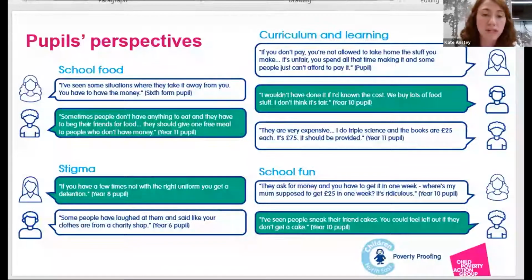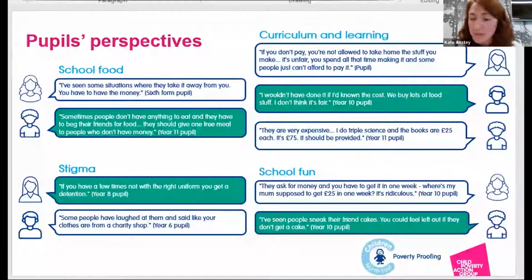So there's a really sad quote here that sometimes people don't have anything to eat and they have to beg their friends for food. They should give one free meal to people who don't have enough money. So they're just reflecting on that situation of some children actually not having enough money at the moment for a school meal each day.